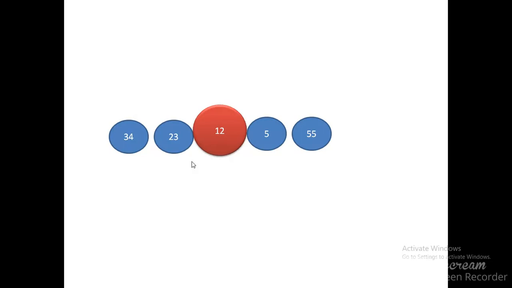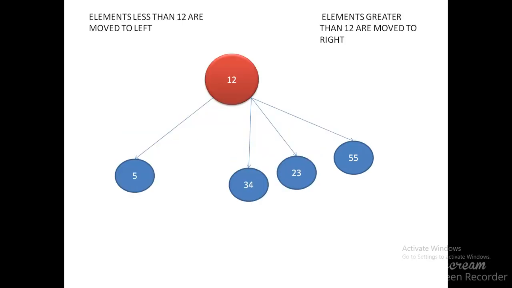Once we choose 12 as the pivot, what the algorithm does is identify the elements which are less than 12 and move them to the left side, and the rest of the elements to the right side, so that it can sort iteratively and effectively sort all the elements. So we have 12, and it has moved the element 5 towards the left, and the elements which are greater than 12 are moved to the right side. Here these three elements are not sorted.